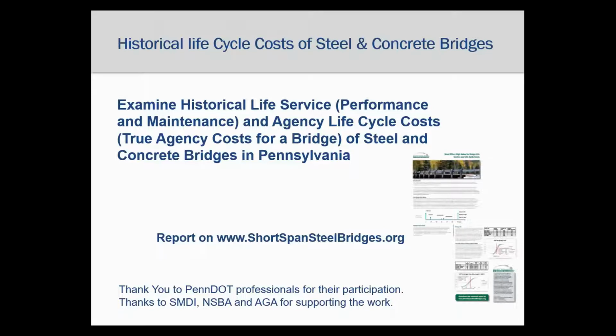So a study was conducted that examines the historical life service, meaning performance and maintenance, and historical agency life cycle costs, meaning the true cost for building and maintaining the bridge over its life, of steel and concrete bridges in Pennsylvania. A historical study was conducted so that the results show what actually happened to the bridges instead of anecdotal guesswork from the steel and concrete industries. The Pennsylvania Department of Transportation had good records on their bridges and offered PennDOT data for the study, and we certainly thank them.